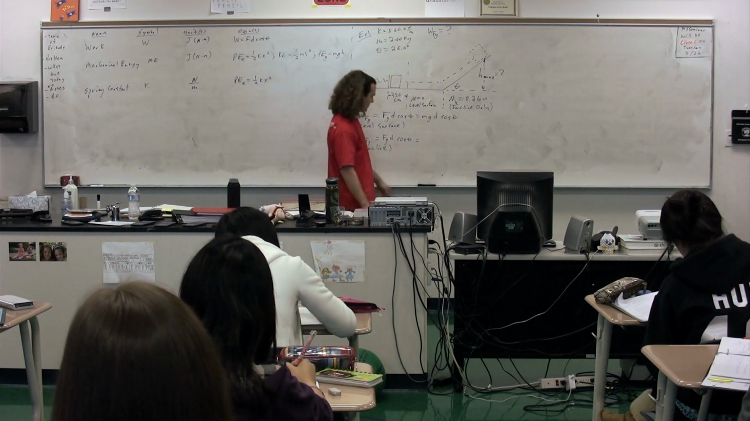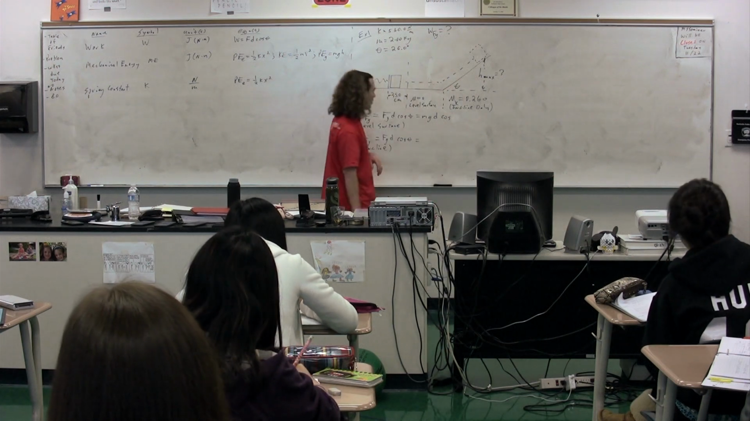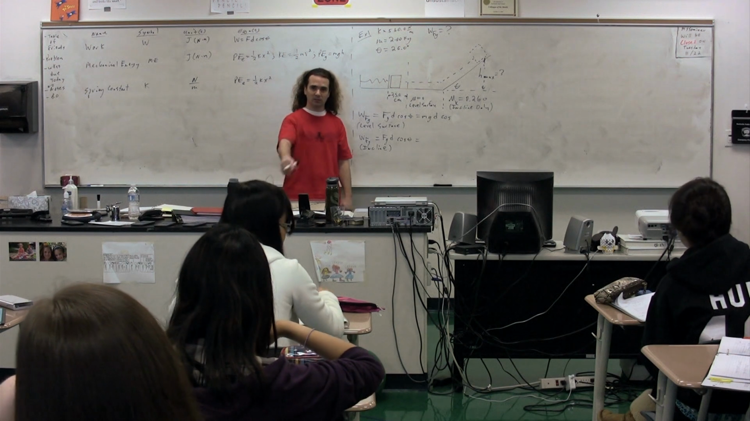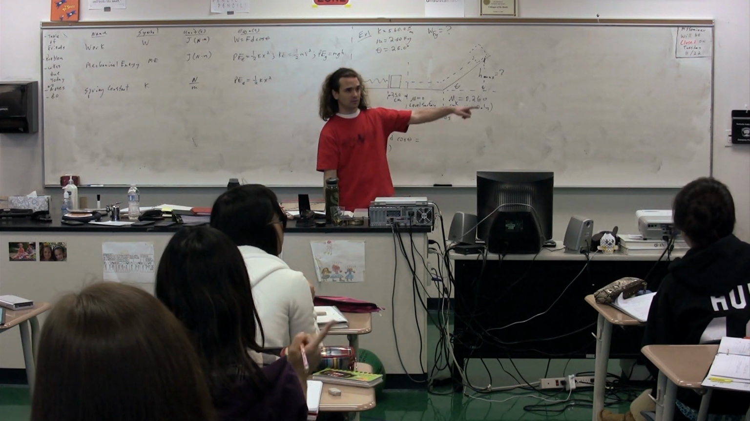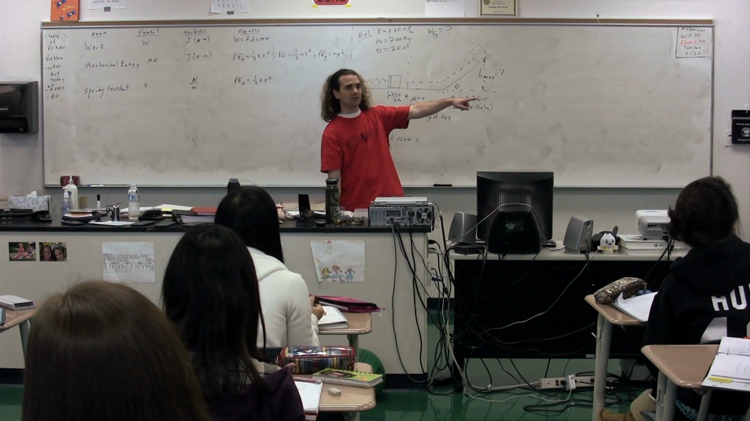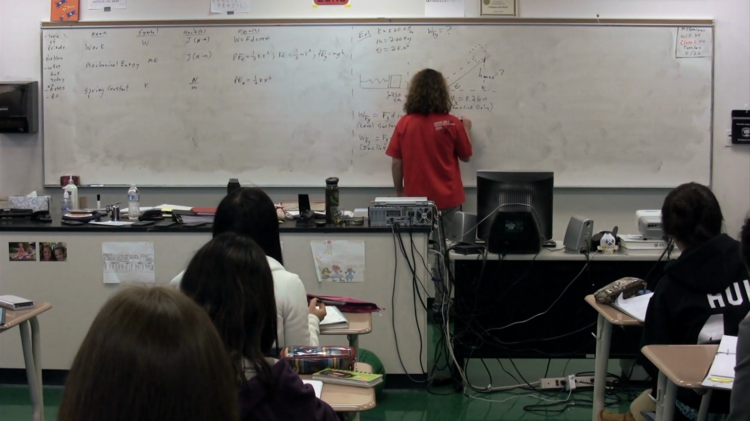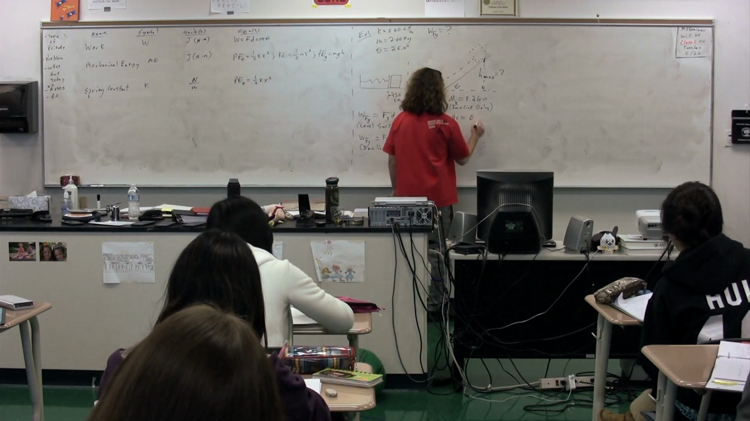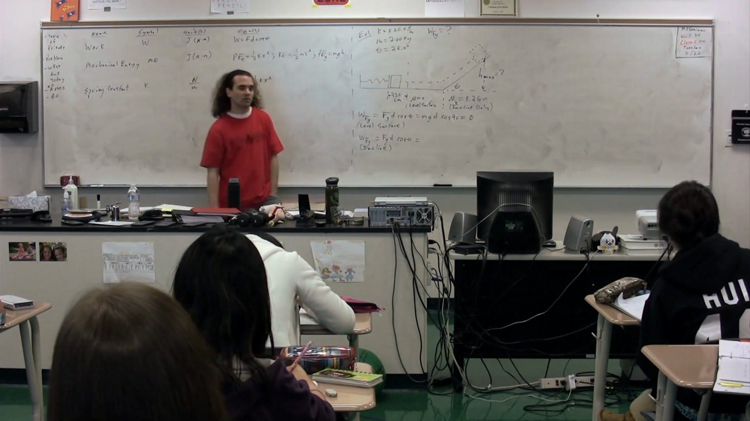On the level surface, class, please point in the direction of the force of gravity. Should be pointing down. Please point in the direction of the displacement on the level surface. What's the angle between down and to the right? 90. Cosine of 90, class? 0. So we've just shown that the work done by the force of gravity on the level surface is 0.